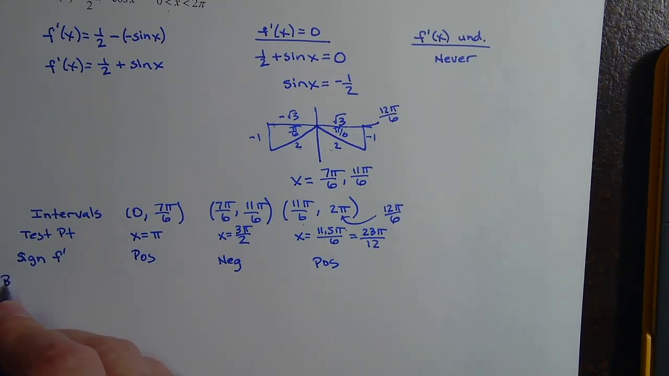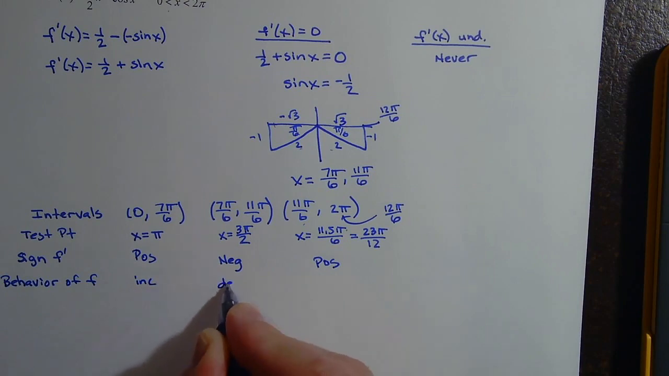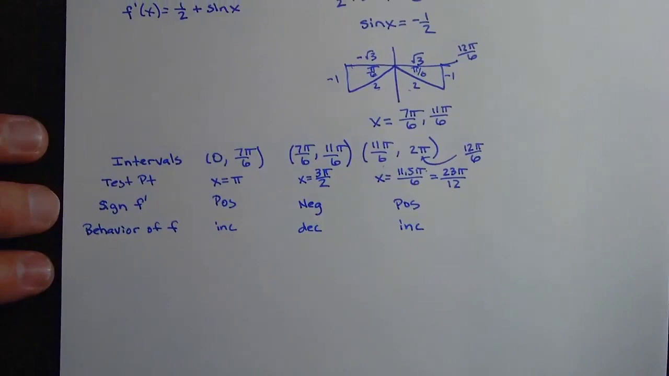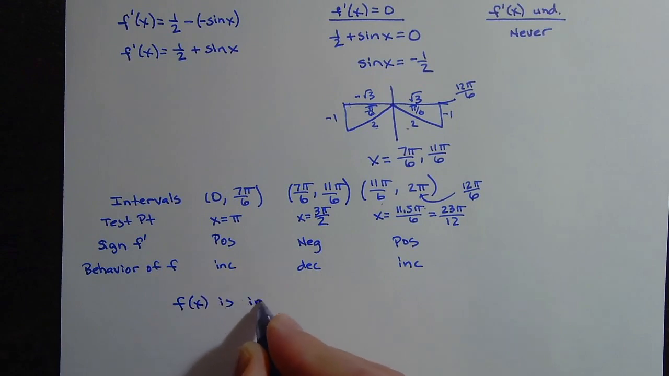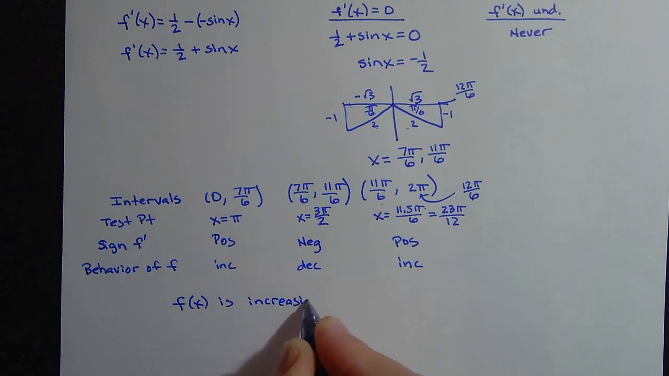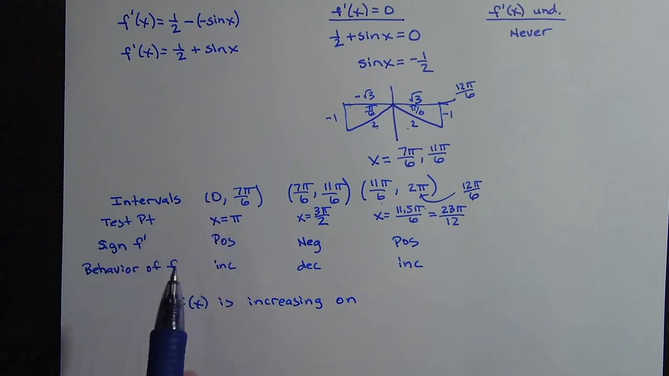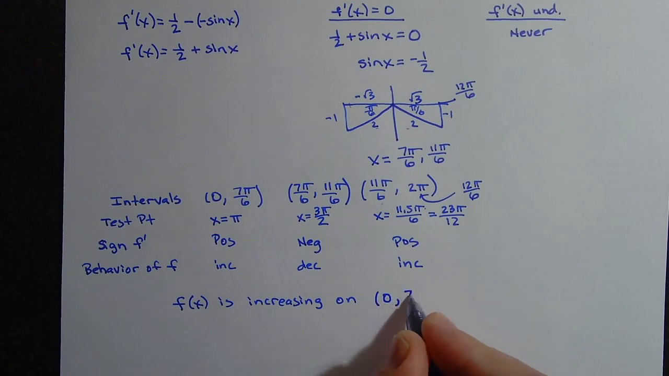So the behavior of f is that it's increasing, and then decreasing, and then increasing again. So we would say, sorry, my papers were getting out of order, we would say f of x is increasing on, and we wouldn't include 0. And here's why: 0 is not part of the domain. So it'd be parenthesis 0 to 7 pi over 6.